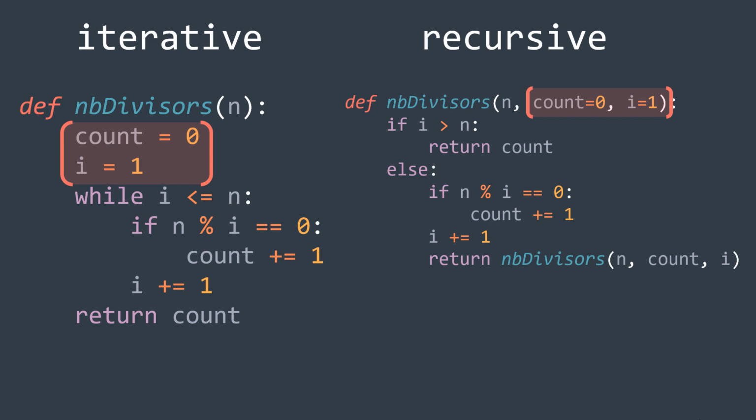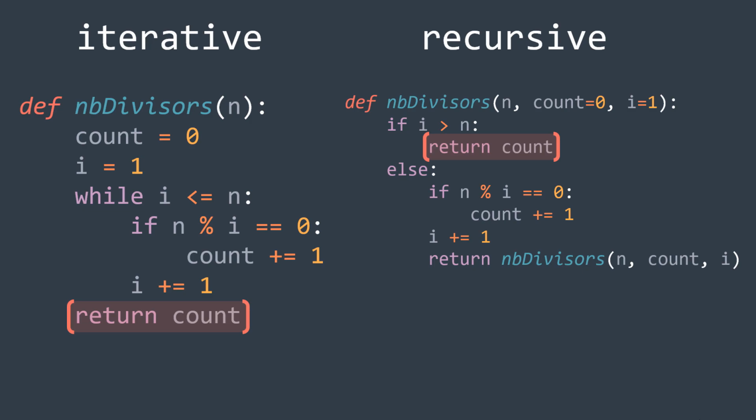Now for the base case, we put the loop break condition. Here the loop keeps running while i is smaller than or equal to n, so it stops when i becomes greater than n. This is why we write if i is greater than n. And inside the base case, we put what comes after the loop, in our case, return count.